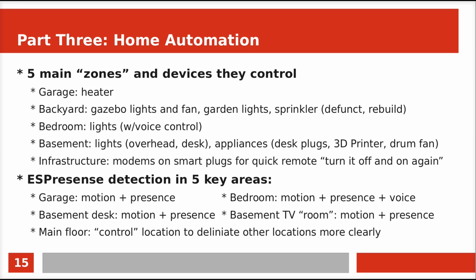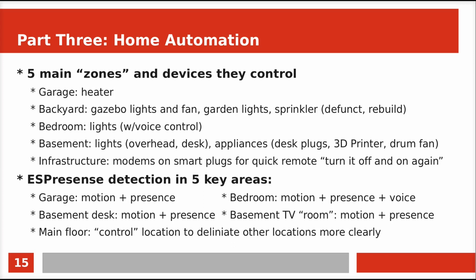So this is the cool thing that I want to talk about. It was a recent implementation that I haven't quite finished the blog post on yet, but I figure I'll talk about it. I have ESPresence detection in 5 key areas of my house using those motion detectors. The garage has motion and presence. The bedroom has motion, presence, and voice. In the basement, a desk area, which is the first side, has motion and presence. I have my TV room, which is not a separate room, just an area of the basement, also for motion and presence.